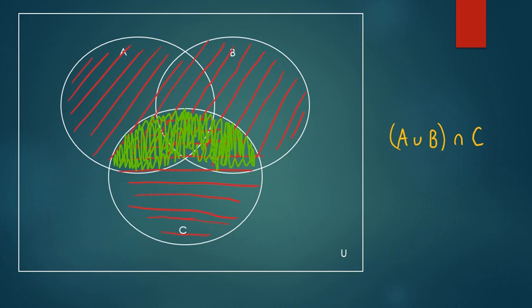Shade in how you will. I am not an art major. I do not claim any of my drawings to be masterpieces. So however you choose to shade in, you choose to shade in. But there, what we have highlighted in green, that right there is going to be the intersection of A union B and C, because that's where the red lines overlapped with each other.